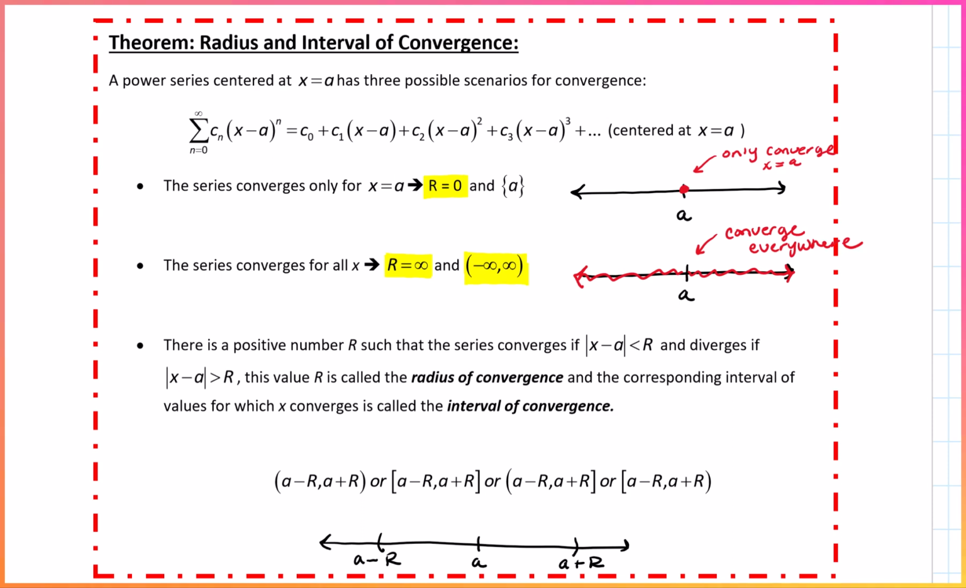Above, I didn't highlight this one, but I'll come back and highlight this. When the radius is 0, we don't actually have an interval. We only have one point at which we converge. And so we just say that we converge at x equals a, or on the set x equals a. Okay, so those are the two extremes.